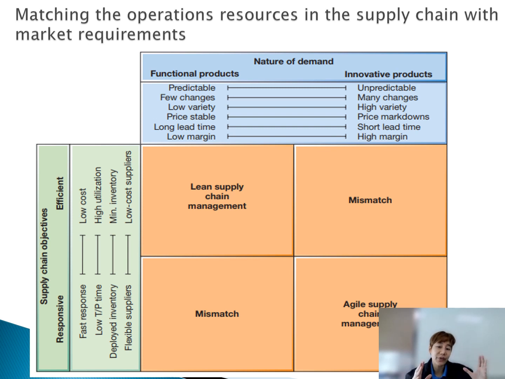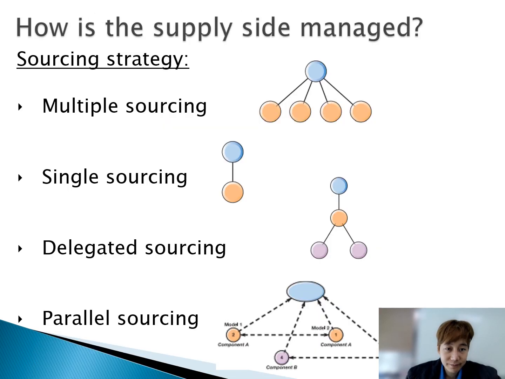You have to look at what the market requirement is first. How is the supply side managed? Sourcing strategy. There are four ways of sourcing strategy. First, multiple sourcing. You see, I don't only look at one supplier. I have four choices already.